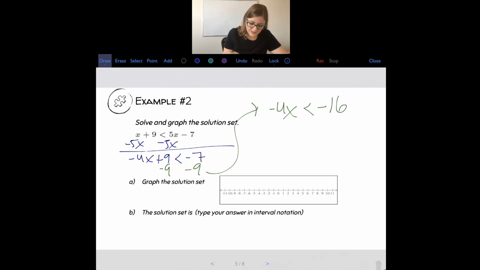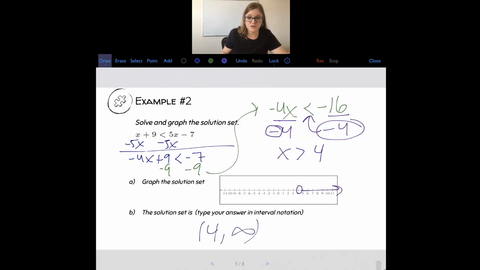Okay. And so now we isolate x. So we're going to divide by negative 4. Because we're dividing by a negative, this sign is going to change. It's not because the 16 is negative, it's because the 4 is negative. So we have x greater than 4. Okay, to graph that, our endpoint is an open circle pointing to the right, and the solution set in this case would be 4 to infinity.